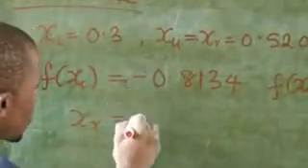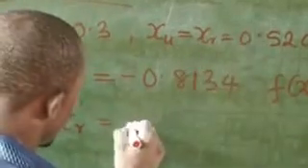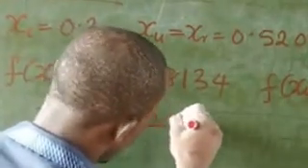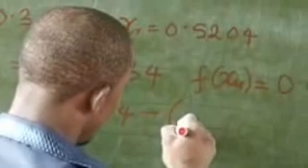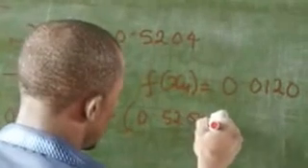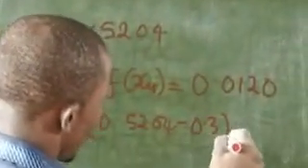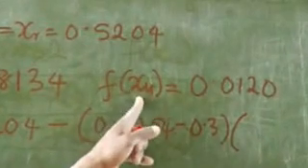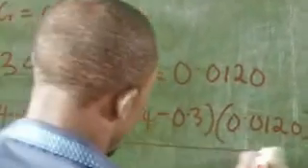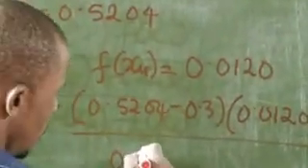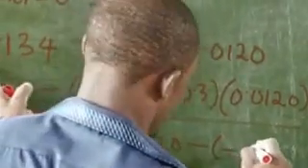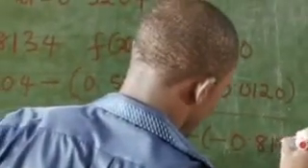xr equals 0.5204 minus 0.5204 minus 0.3 times f of xu, which is 0.0120, over f of xu, 0.0120 minus 0.8134.